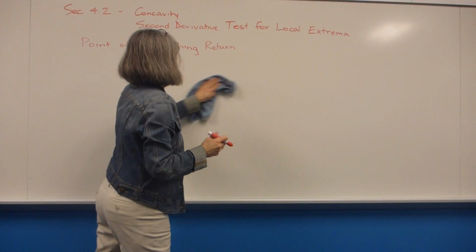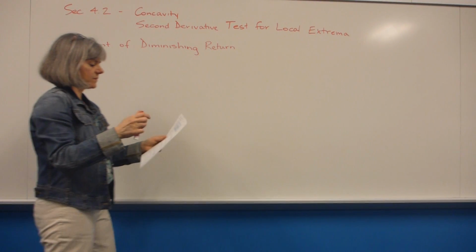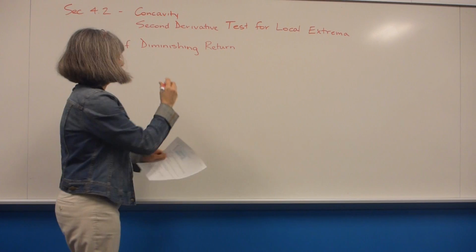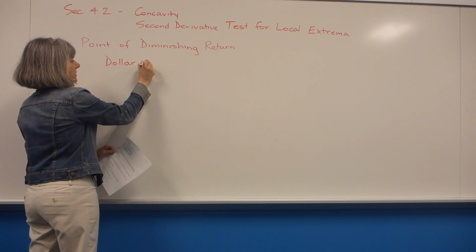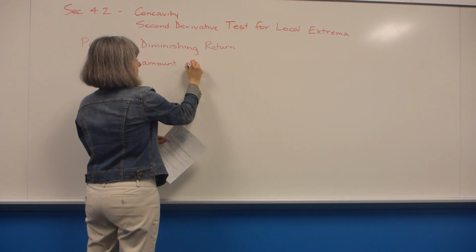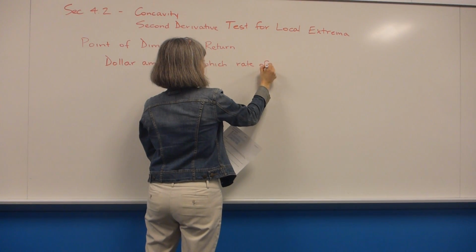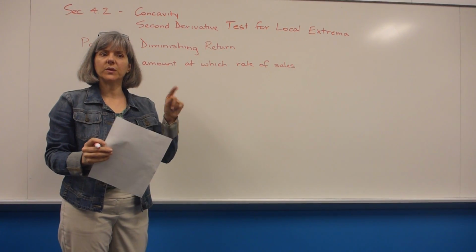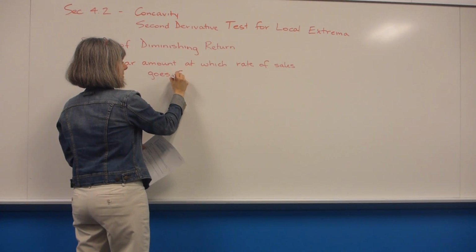Okay, so let's talk about what it is mathematically. This is the definition in the book. This is on page 264. The dollar amount at which the rate of sales, so the rate of sales, not the sales, but the rate of sales goes from increasing to decreasing.